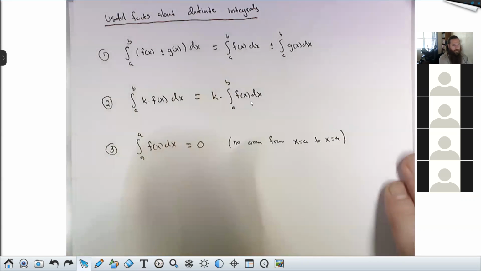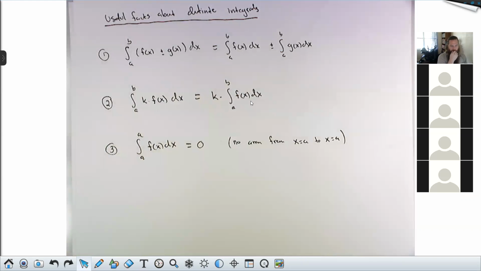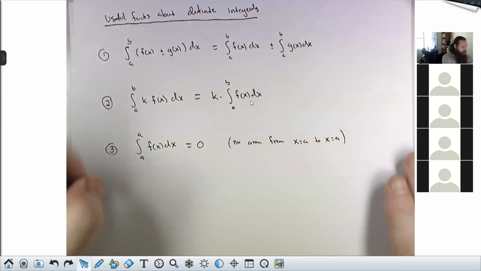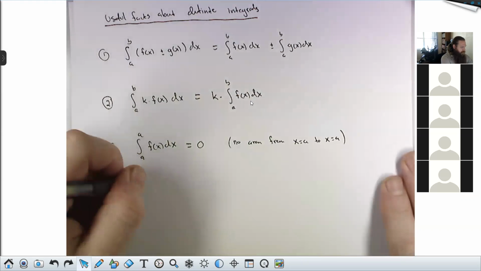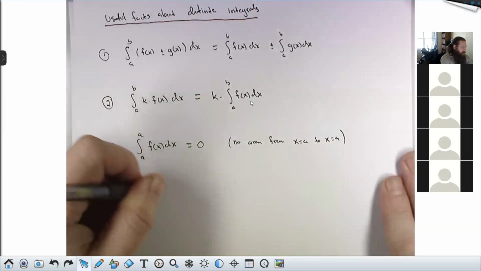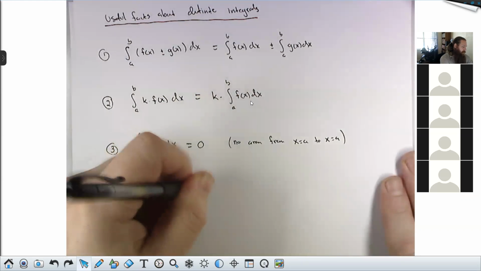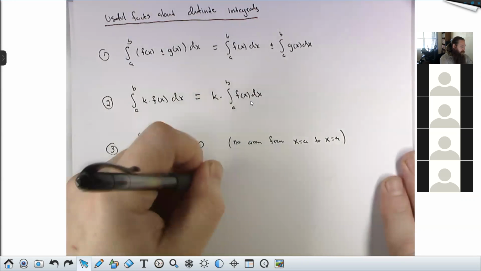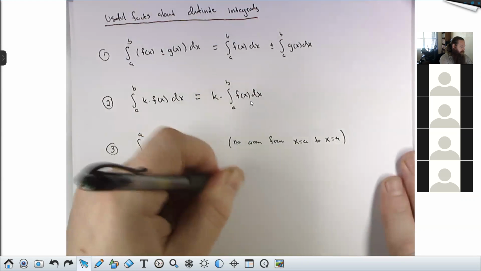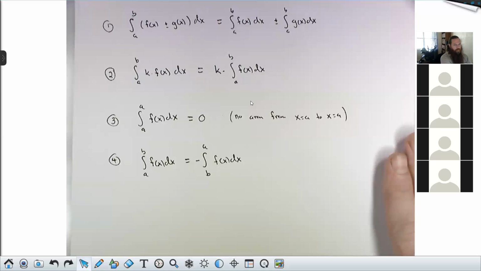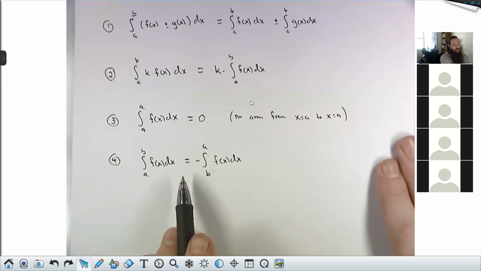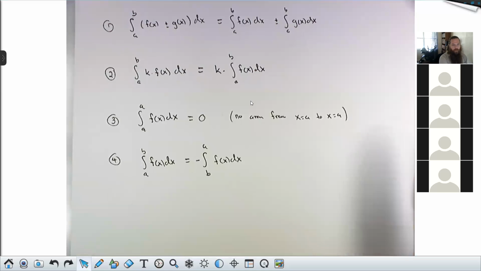The region is too thin. It's infinitely thin. Another fun fact, the integral from a to b of f of x dx is the negative of the integral from b to a of f of x dx. So if for whatever reason your bounds are in the wrong order, you can flip them over to put the bigger guy upstairs.